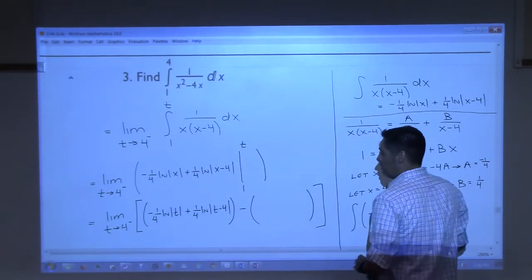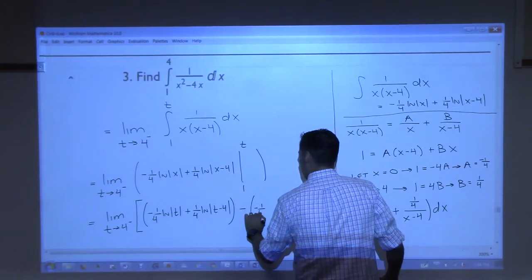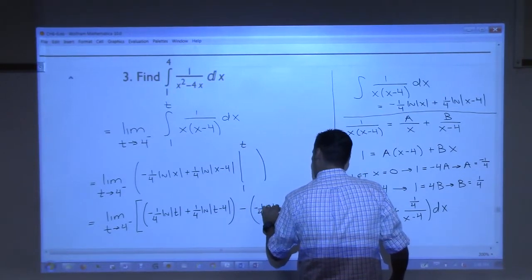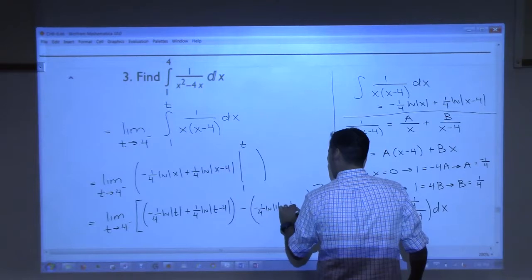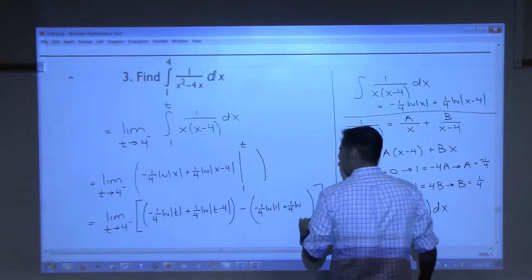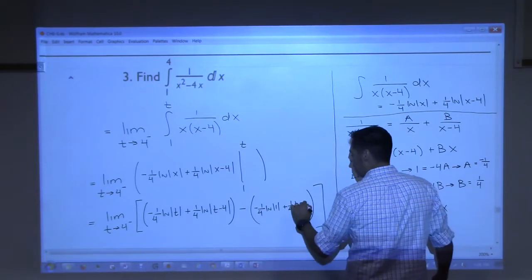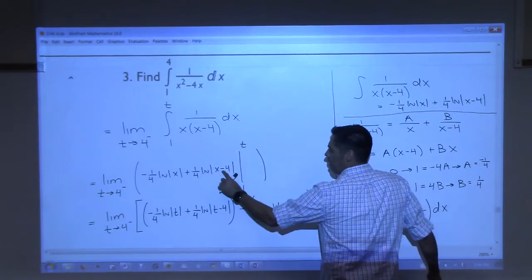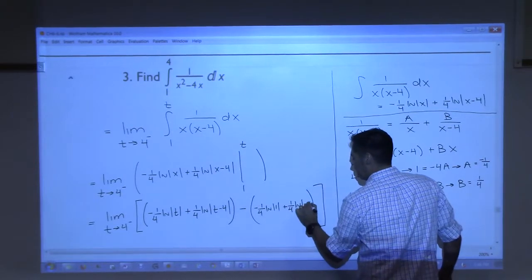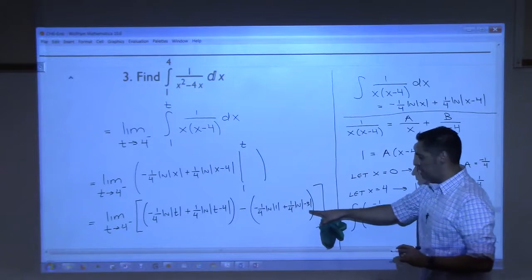And now let's plug 1 in for x. So negative 1/4 natural log of 1 plus 1/4 natural log of, you can see how important it is that we have an absolute value here. 1 minus 4 is negative 3, but it's in an absolute value, so that's still going to be okay.